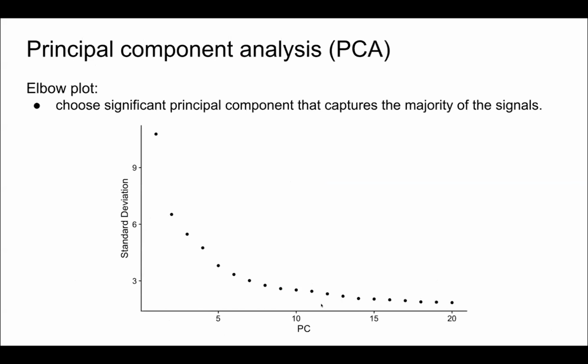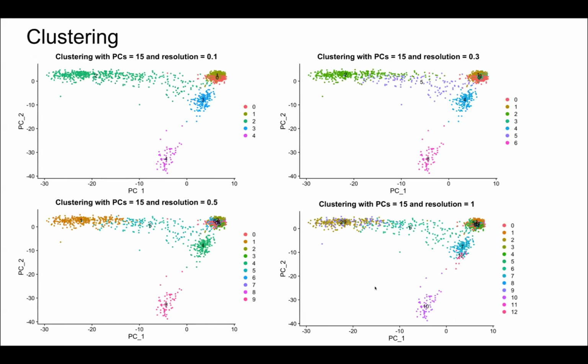And after this, I did the PCA, and in order to determine the number of principal components to include, I used the elbow plot, and I chose the PCs to be 15 because I think after 15, including more PCs does not really explain more variability in the data set. So I set my PCs to be 15. And after the PCA, I did the clustering by setting the PCs equal to 15.